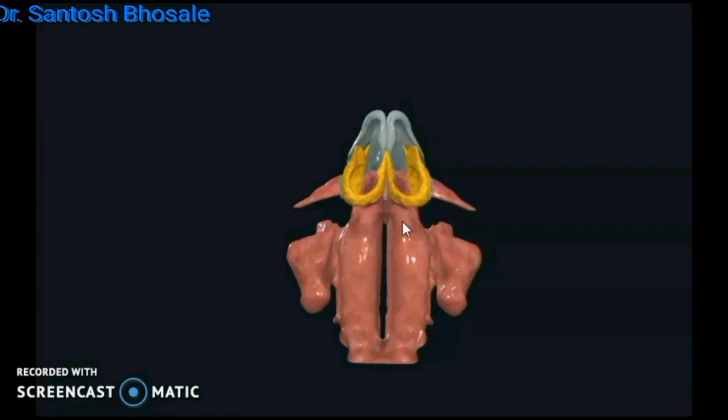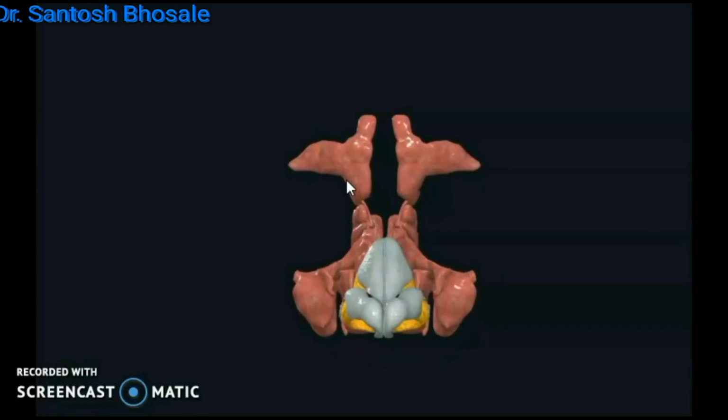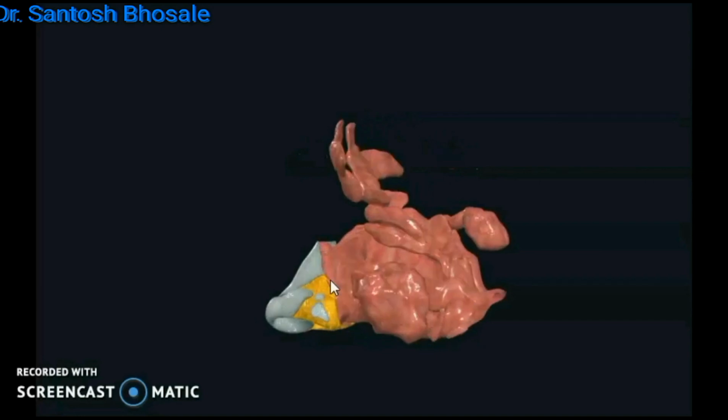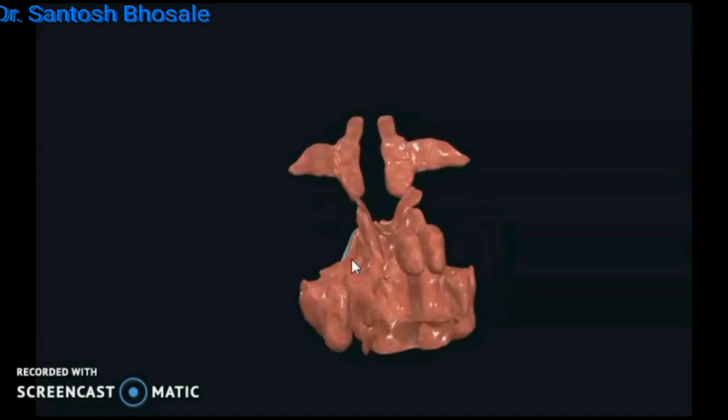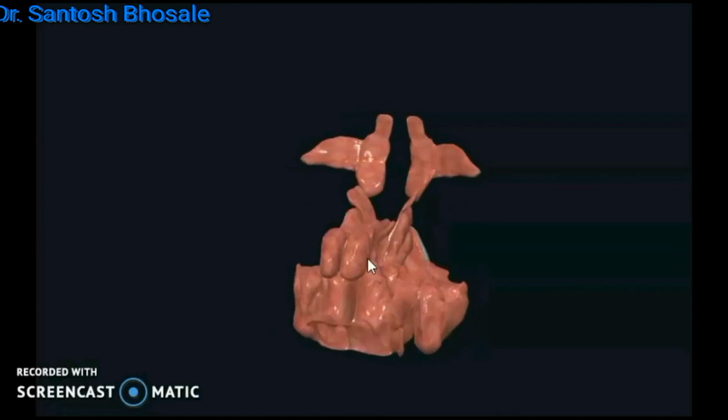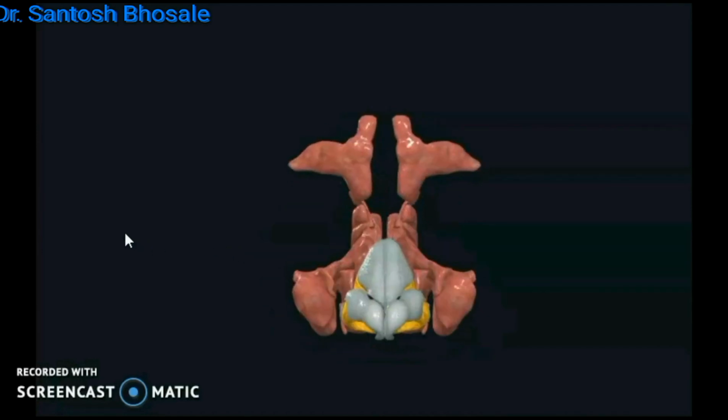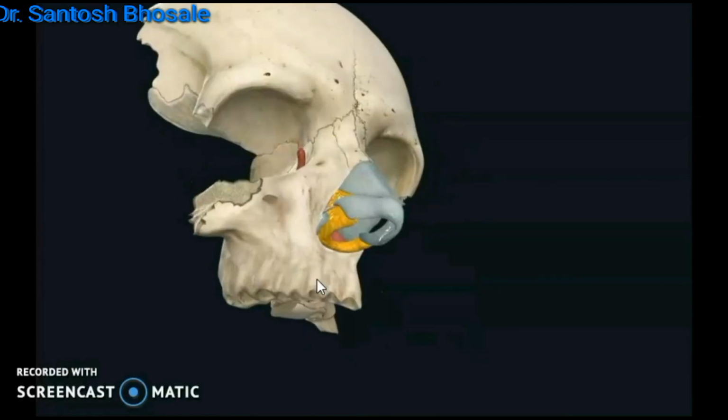And the nasal cavity is divided by the nasal septum into two cavities, right and left. You can see a pair of frontal sinuses anterosuperiorly, on either side a maxillary sinus, superiorly the ethmoid sinus, and posterosuperiorly a pair of sphenoid sinuses. These are the sphenoid sinuses. So all the paranasal air sinuses are paired and they are around the nasal cavity. That's why they are called paranasal.